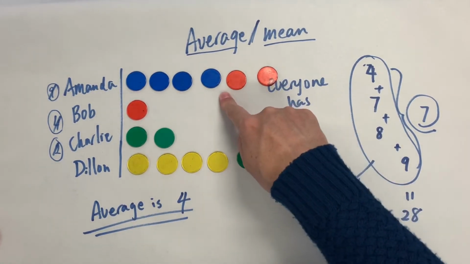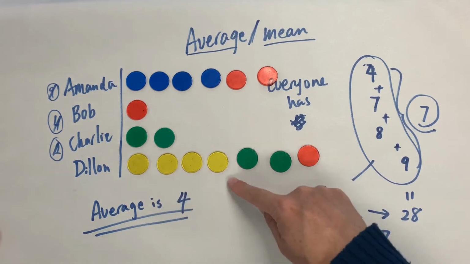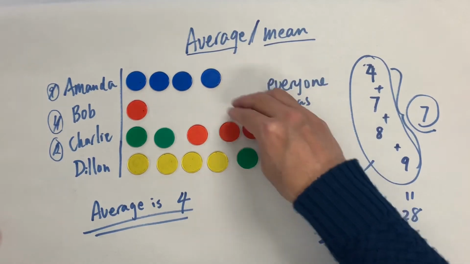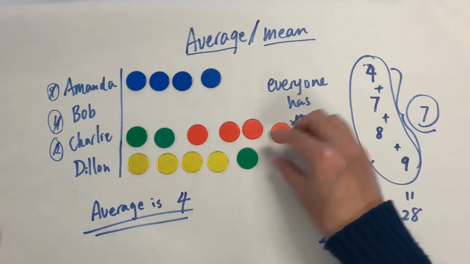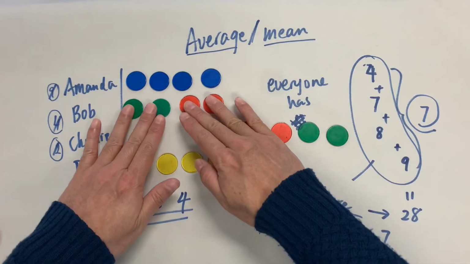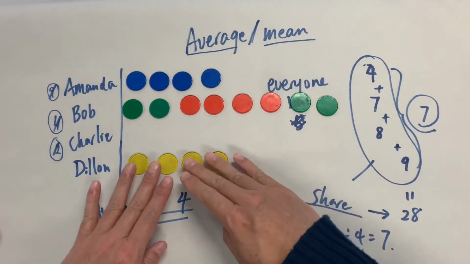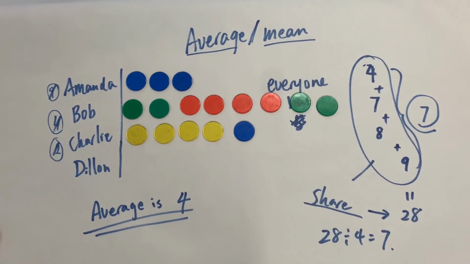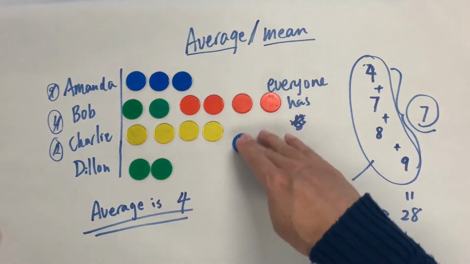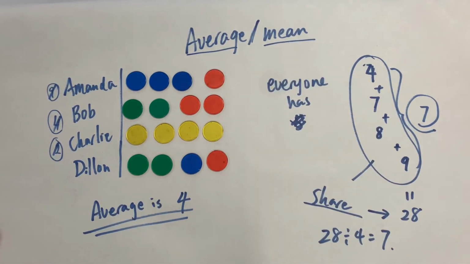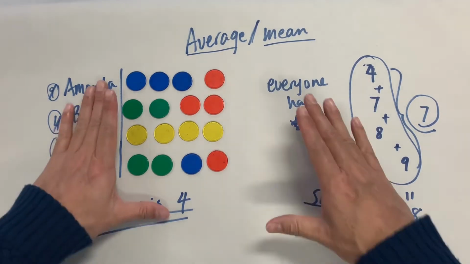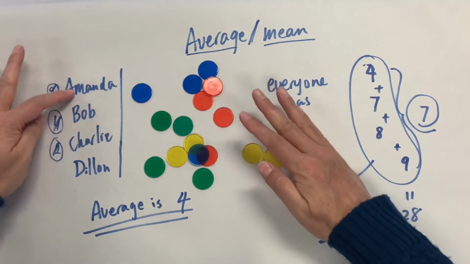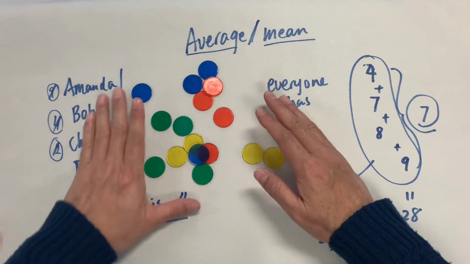Maybe Amanda had 6, Bob had 1, Charlie had 2, and Dylan had 7. Oh, I can change it. Maybe Bob can have a lot, or Charlie can have a lot. So how about Bob has 8 marbles, Charlie has 5 marbles, Amanda has 3, Dylan has none. But again, average is going to be 4. Ready? So if I put these all together and redistribute to these 4 people, each person can have 4.